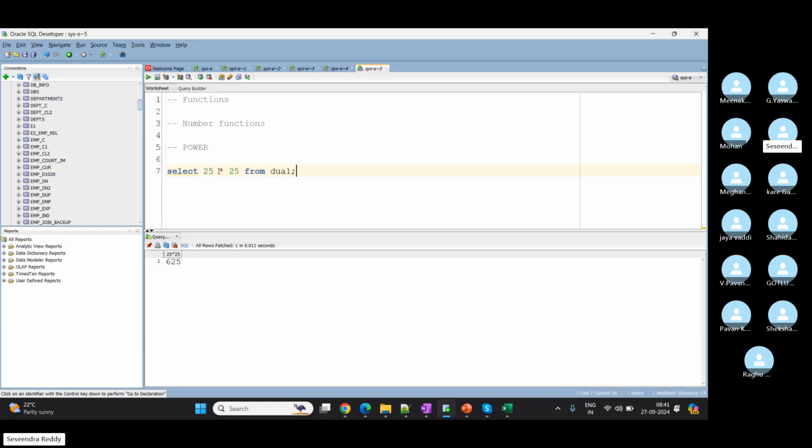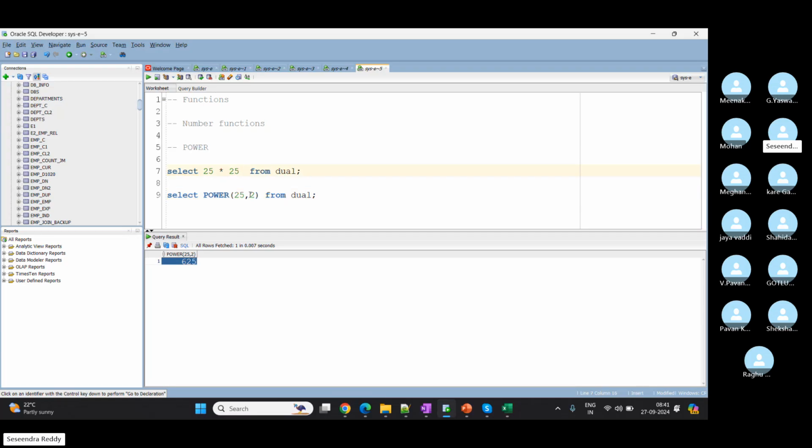Okay, so we are saying power value of 25 into 25, it is manual calculation. So instead of this calculation, we can use predefined inbuilt function in our SQL. So I can say just like this, power of 25 comma 2. So it can also give me same result.